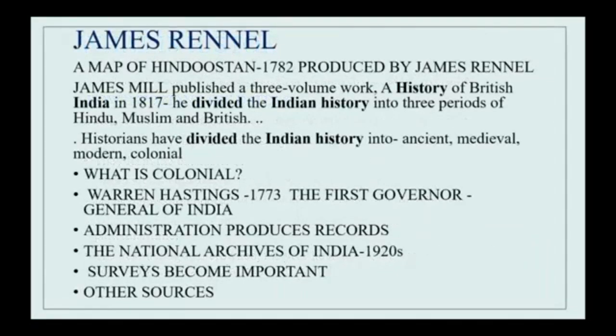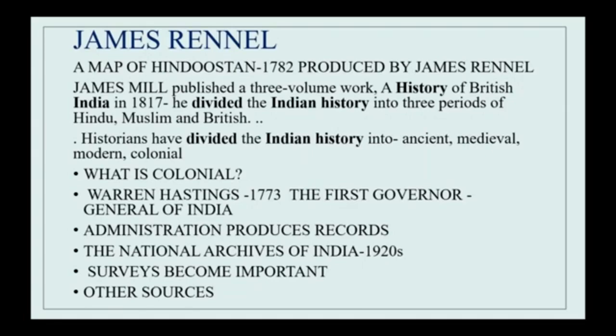See, children, do you remember James Rennell? Who was James Rennell? James Rennell was the British geographer, right? And James Rennell produced a map of Hindustan. In which year? 1782. James Rennell was asked by whom to produce a map of Hindustan? Robert Clive. So, a map of Hindustan was produced by whom? James Rennell. In which year? 1782. Okay, fine.